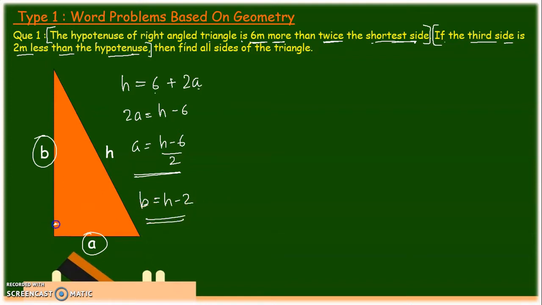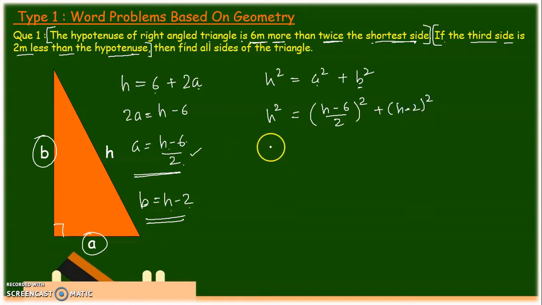Since this is a right angle triangle, here we can use the Pythagoras theorem. Using the Pythagoras theorem, we can say h square equals a square plus b square. In place of a we will put h minus 6 divided by 2. So this becomes h minus 6 divided by 2 whole square, plus in place of b we will put h minus 2, so it becomes h minus 2 whole square.